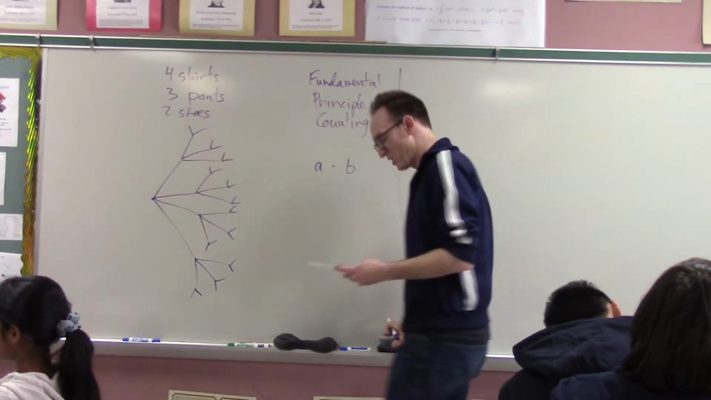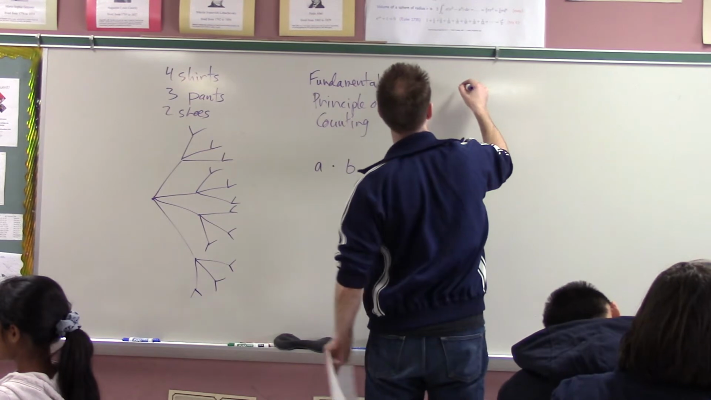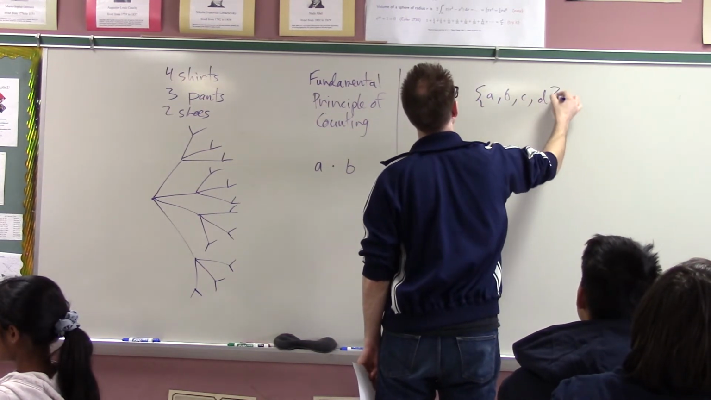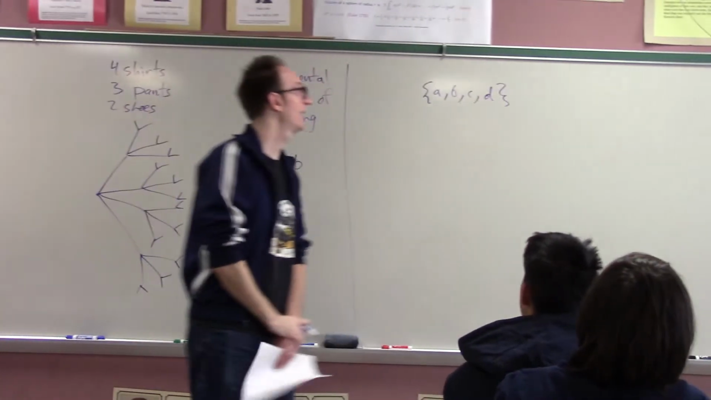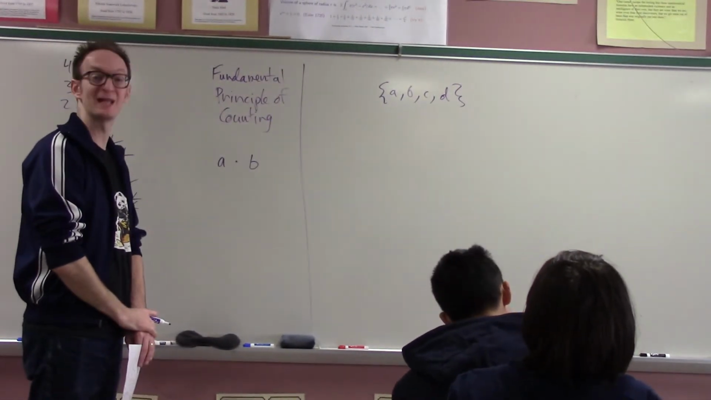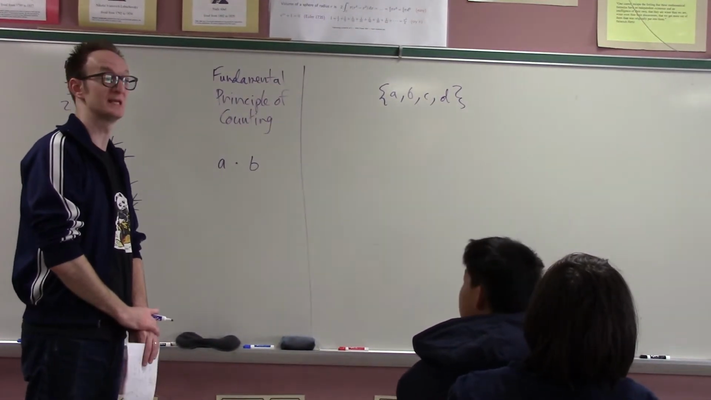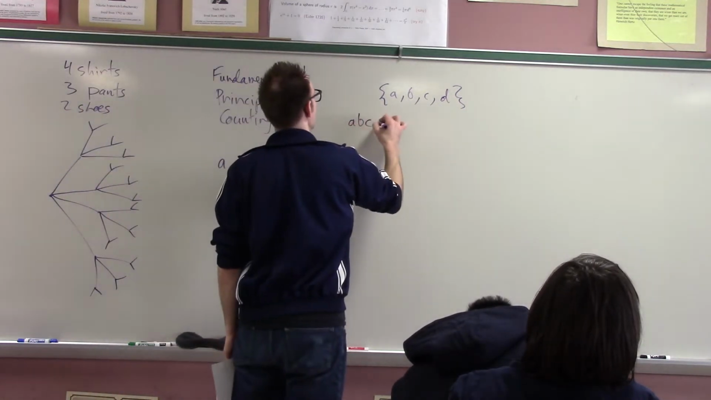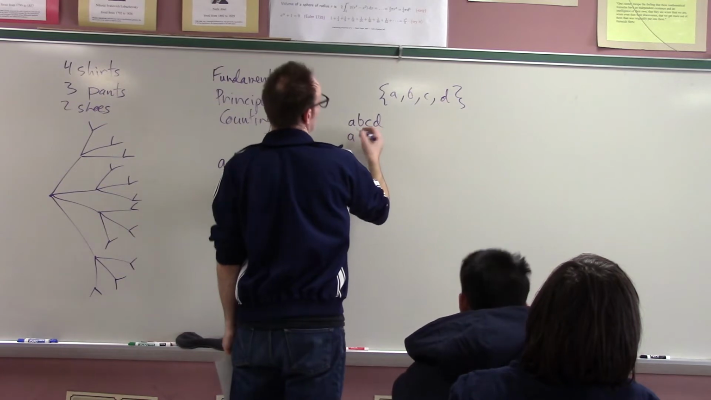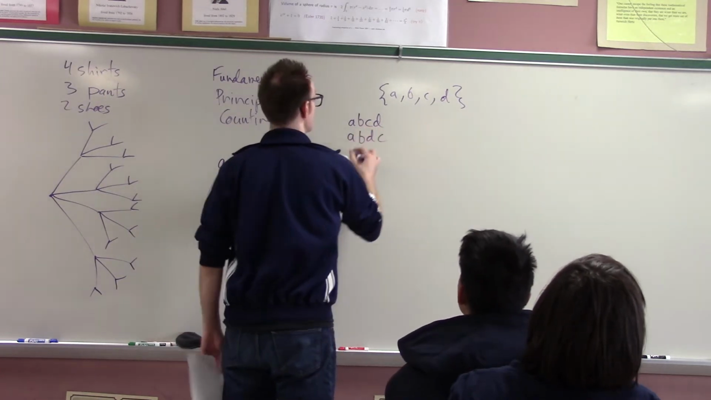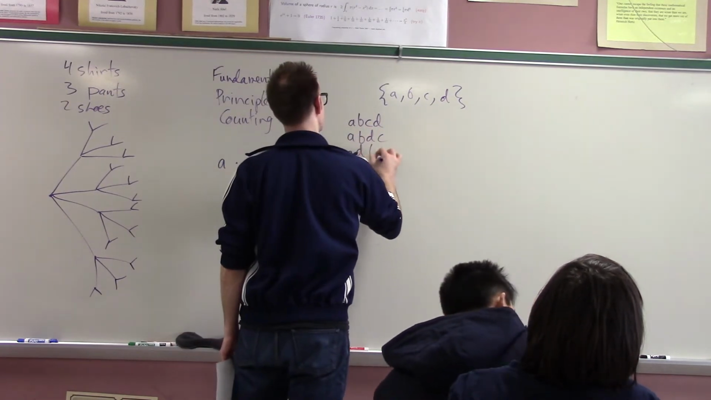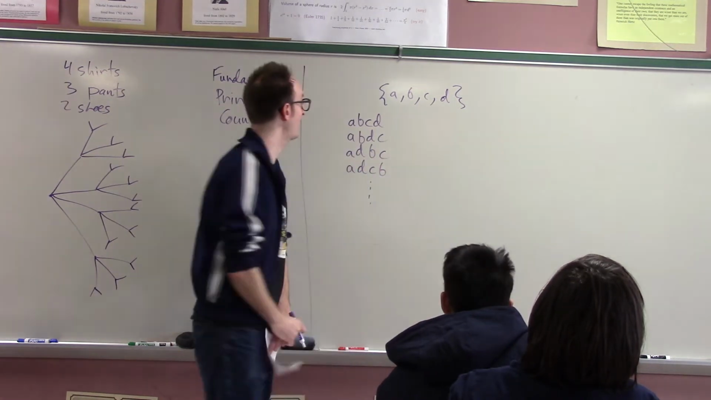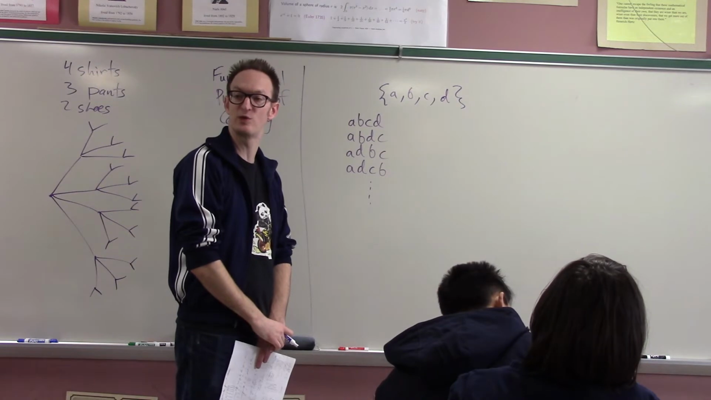Suppose you have 4 letters, A, B, C, and D, and I would like to permute these letters to write them in some kind of arrangement. Well, I can do A, B, C, D, or A, B, D, C, or A, D, B, C, or A, D, C, B, etc. How many ways are there to do this?